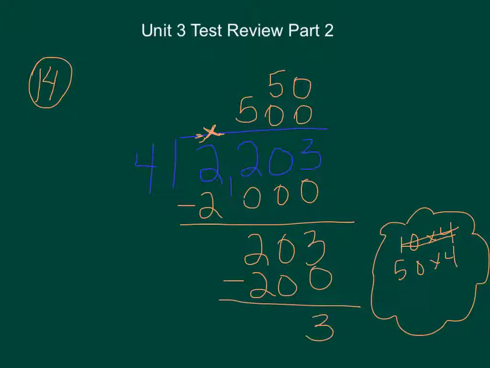Well, I can't get a group of 4 out of 3. So I think we all know what that means. When we've divided everything from the dividend and what's left is less than the divisor, it's got to be a remainder. So I made 500 groups of 4. I made 50 groups of 4 together. That's 550 groups of 4. And I have this remainder of 3 that's just kind of hanging out there on the side.